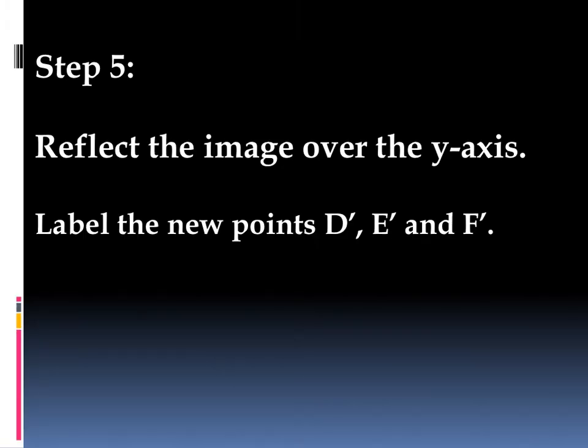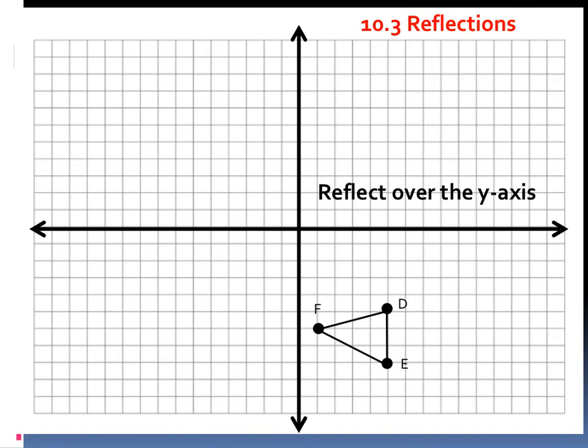So now what we want to do is we want to reflect the image DEF over the y-axis, and then we're going to label our new points D prime, E prime, and F prime. All right, so we're going to reflect over the y-axis, very similar to what we did with the x-axis. So let's start with point D. D, we want to see how far away from the y-axis it is located.